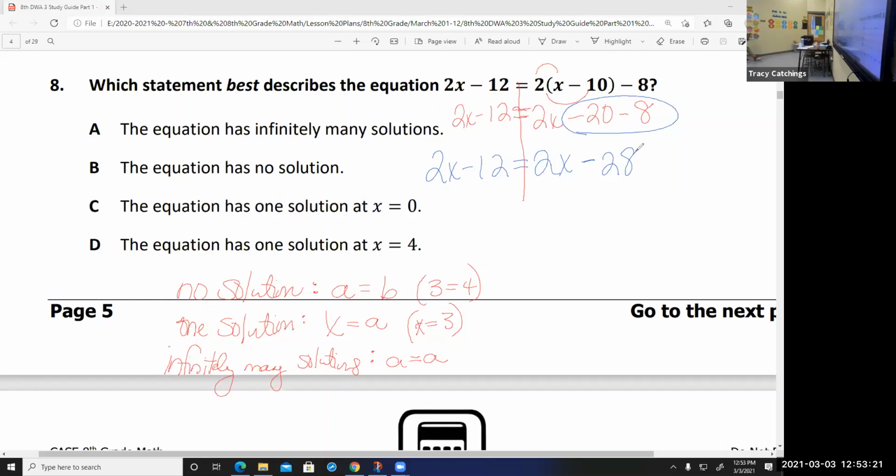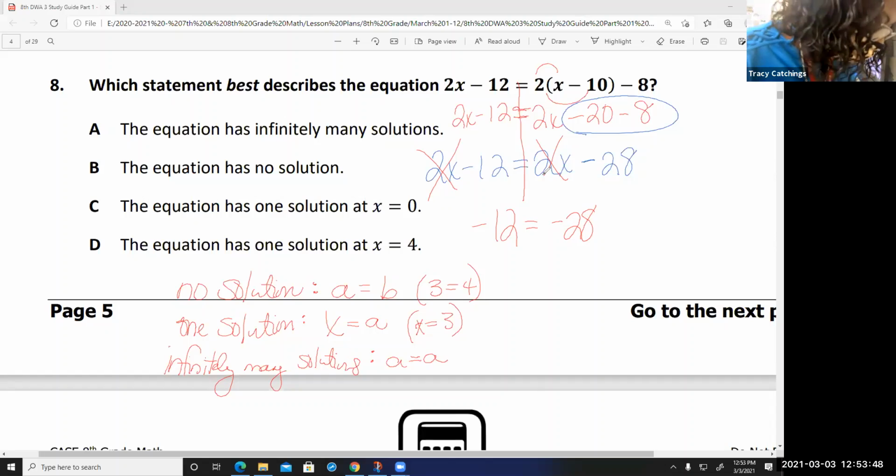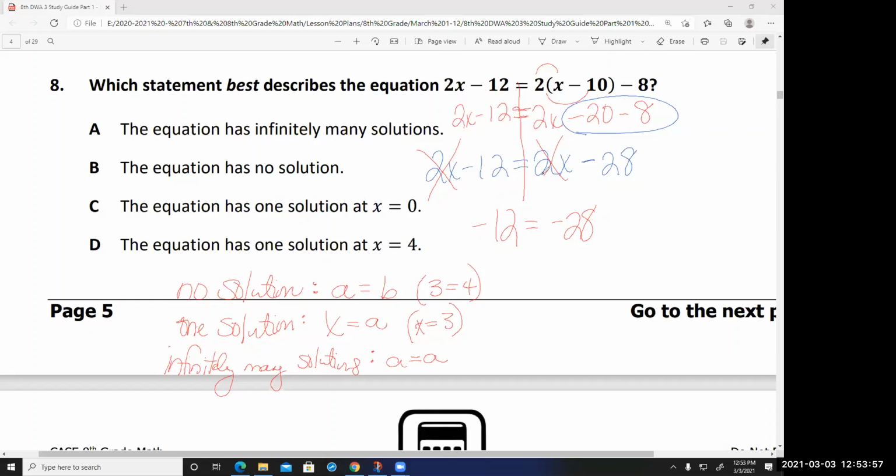Look right there by the side of the equal sign. This way, it looks like that. You see it right there? Okay, all right. Is there anything the same on both sides? 2x. So I'm going to get rid of that. So now we have negative 12 is equal to negative 28. Is negative 12 equal to negative 28? What's our answer? So it's no solution. Good job. B, no solution.